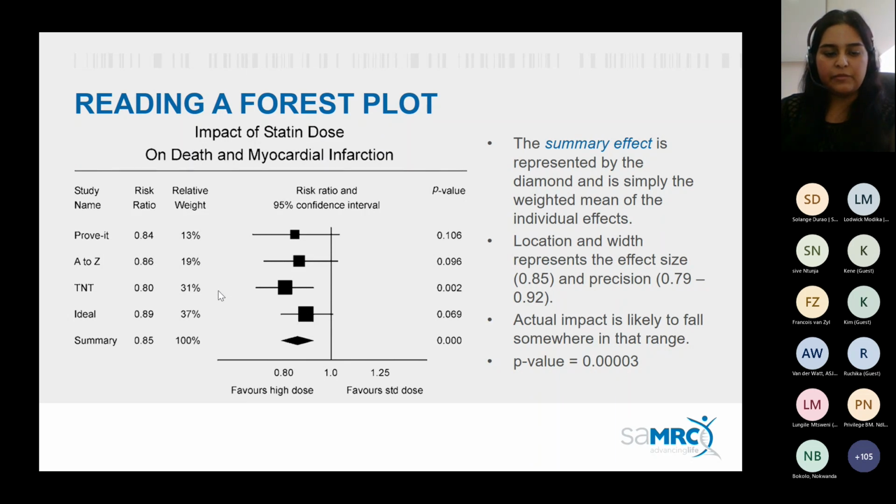If we have a look at the diamond, it does not include the null value. So that means it is a statistically significant result. So there is a difference between the intervention and the control. And if we have a look at the p-value, this also confirms it as well.